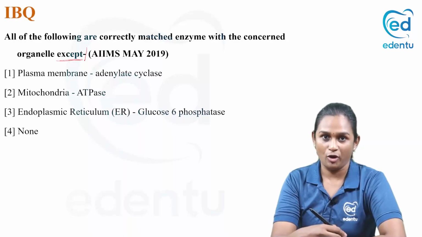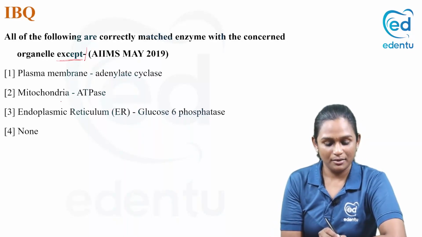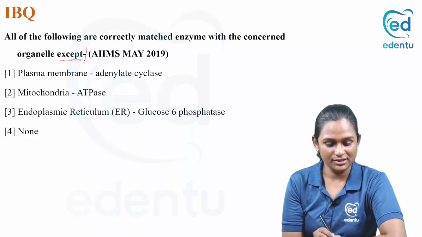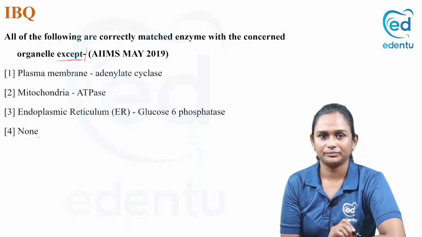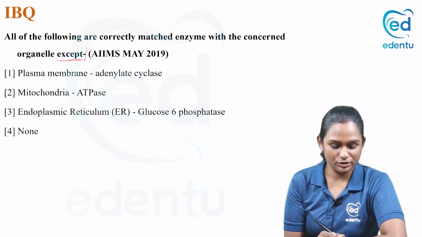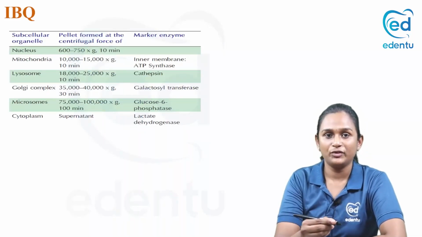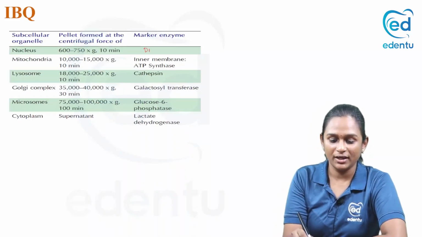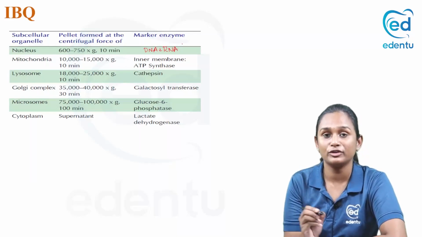So now we look into the options. The first one is plasma membrane, adenyl cyclase; mitochondria, ATPase; endoplasmic reticulum, glucose 6-phosphatase; none. So these are the options. Now we'll look into the organelle and their specific marker. If you see nucleus, DNA and RNA. Okay, DNA and RNA are the markers of nucleus.